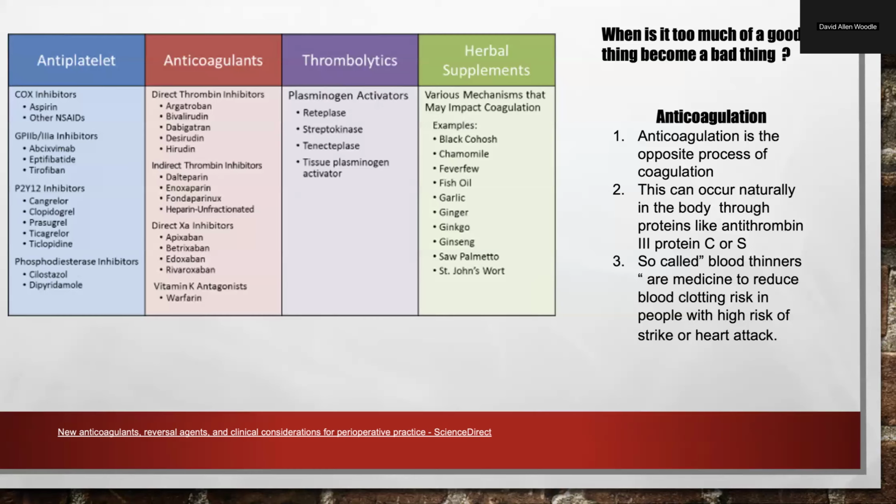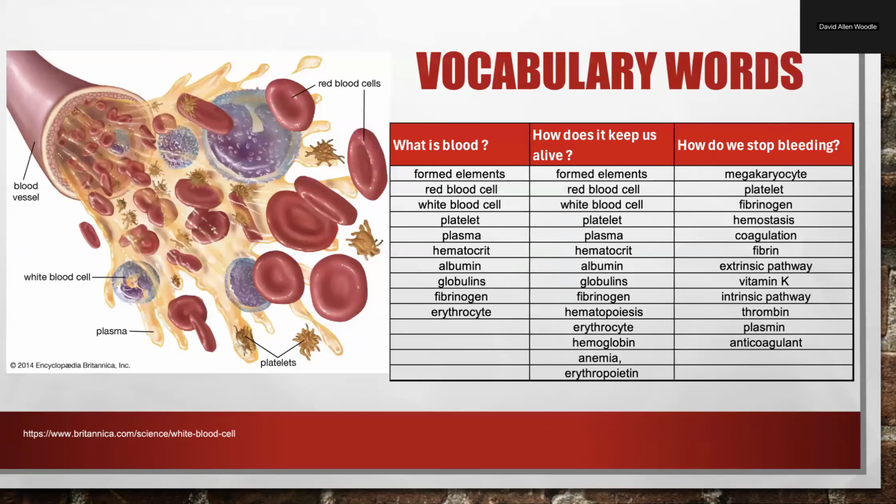Anti, of course, would be non-clotting. And there are cases where we want to limit that. It's a balance. We need to clot if we have an injury. We don't want to clot, of course, if it's not necessary.